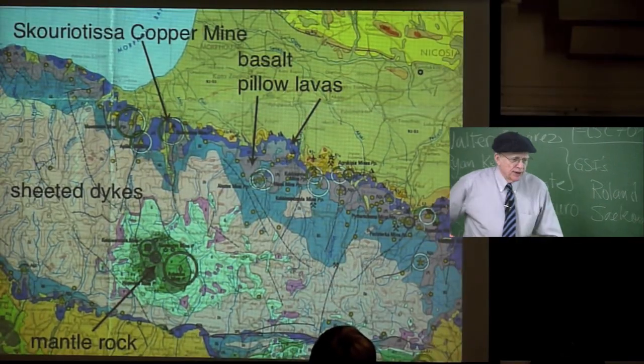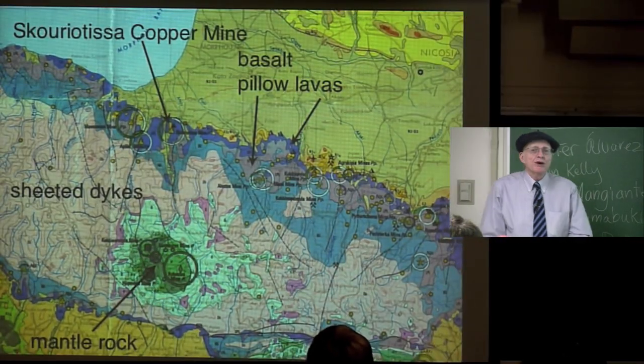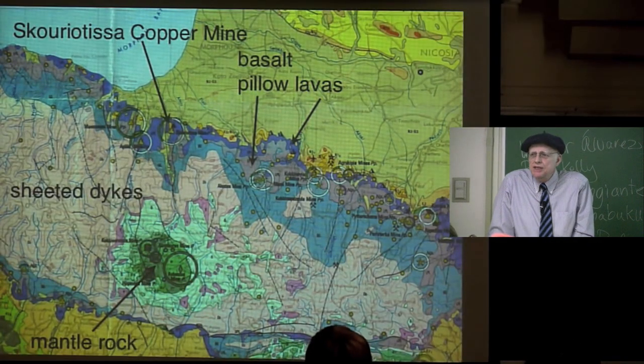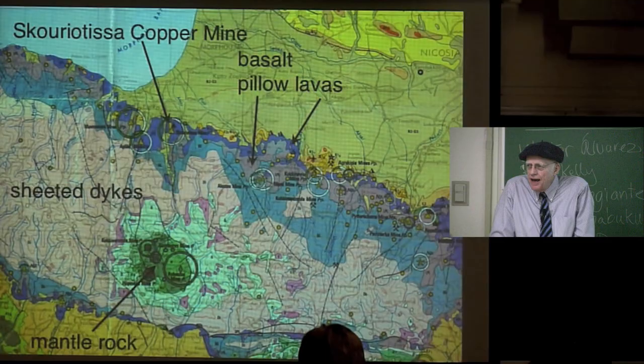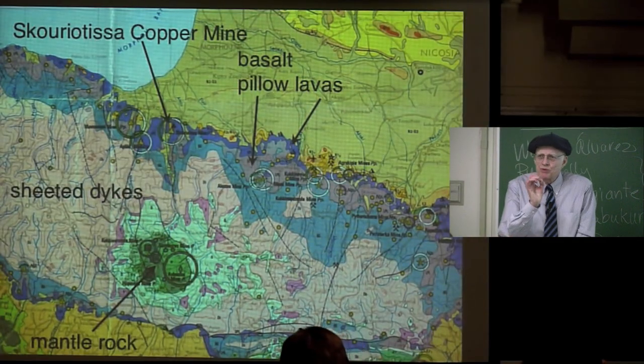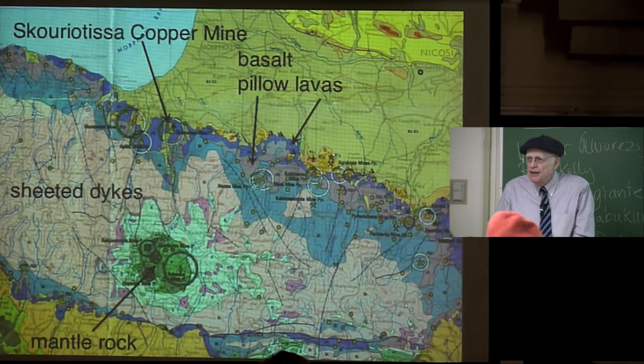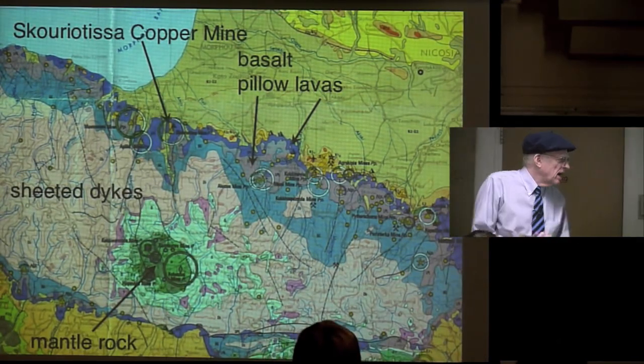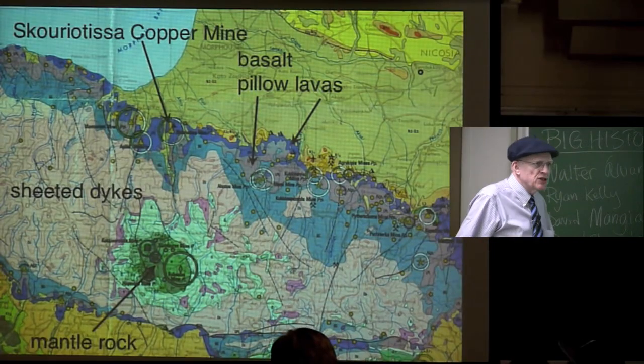Okay, so right here is a place called Skouryotissa. And Skouryotissa is an ancient copper mine because it turns out that it's not a coincidence that Cyprus was right in the sort of focus of that zone of bronze working. It was there because Cyprus was the greatest center of copper production in the ancient world.